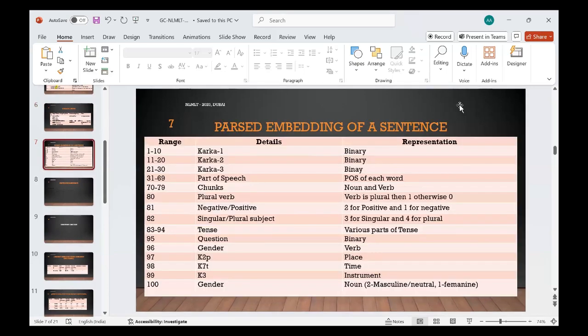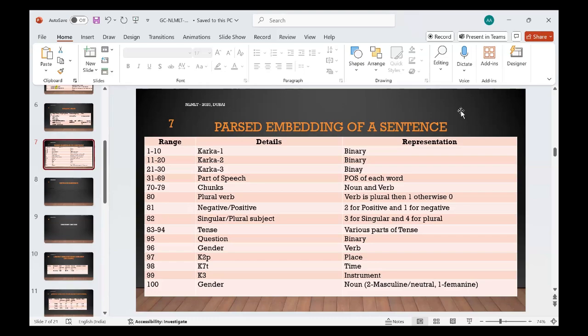Then we have used a graph theory based, or conceptual graph based, parsing technique, where we have found the relationships among the words: karta, meaning subject, object, predicate, all such things, and even more than that, part of speech tagging. Based on this, we have developed an embedding technique, so using this we can embed the whole sentence.